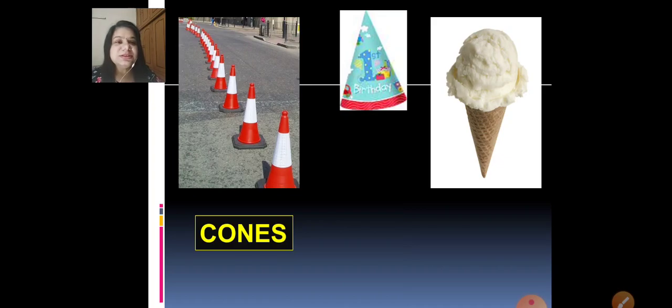You must have seen these traffic cones outside your school also, right? So these are cones, birthday caps and ice cream cones. You must notice one same thing in all these three. What is that thing? The shape of these solids. So this shape is called a cone.